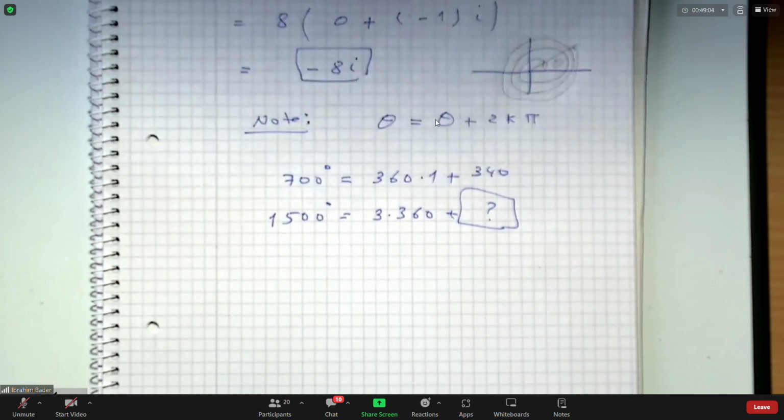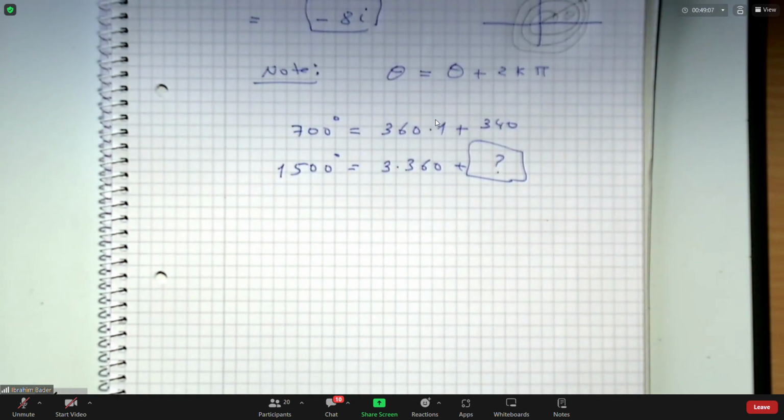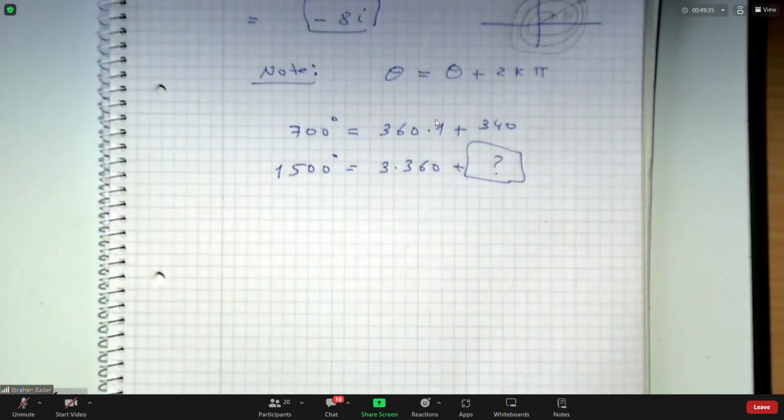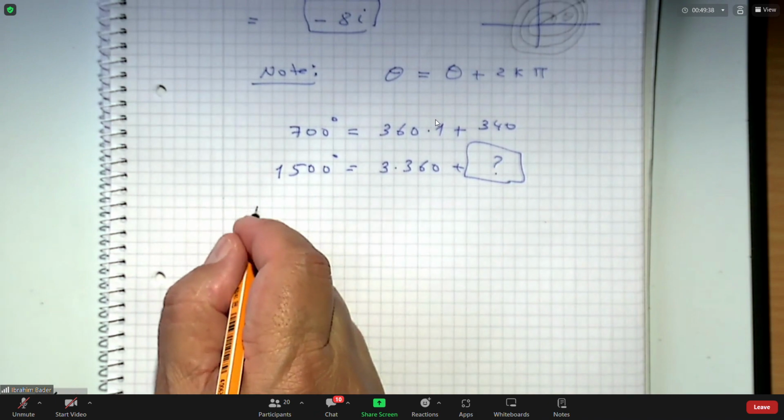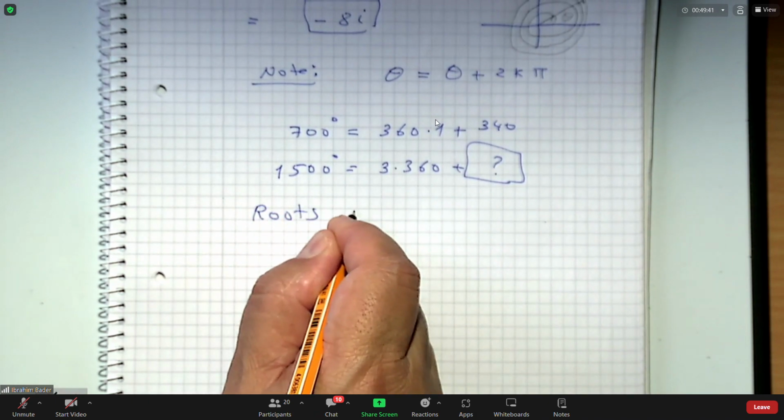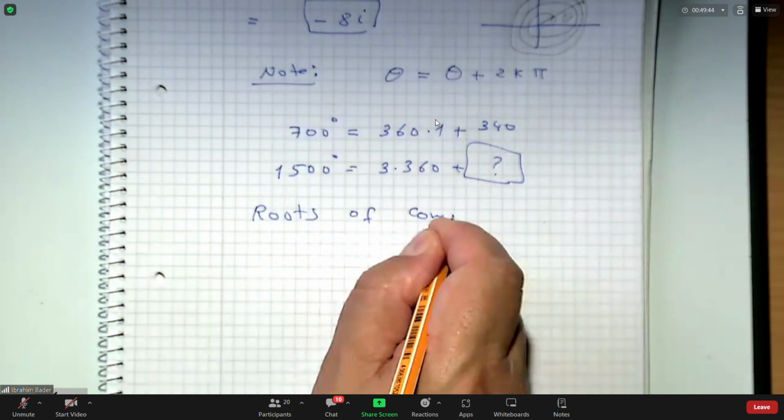Okay, now let's move to any questions regarding de Moivre's theorem, powers of complex numbers. Okay, now we are going to evaluate the roots. Evaluating the roots using complex numbers is a little bit different than evaluating the roots in real numbers.